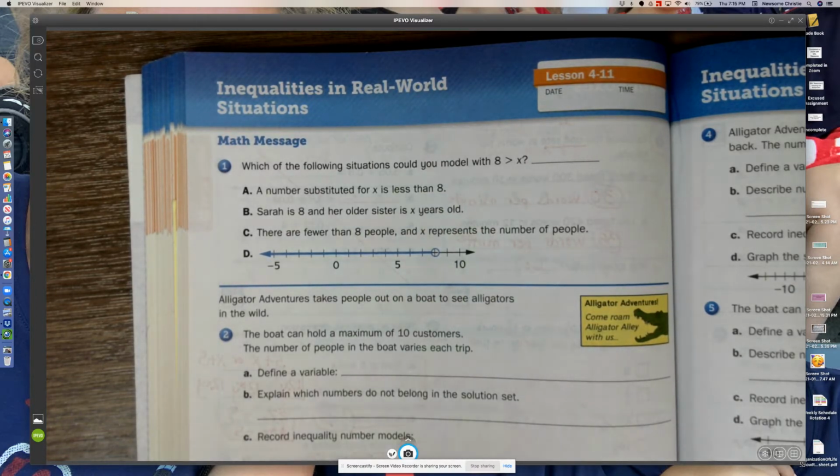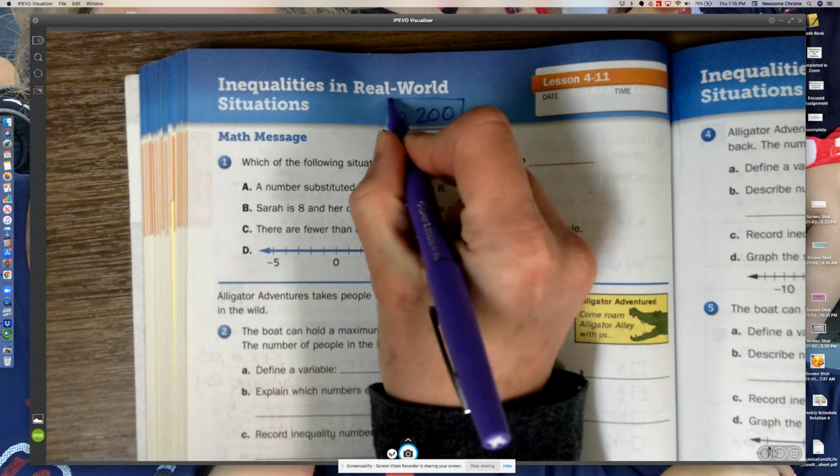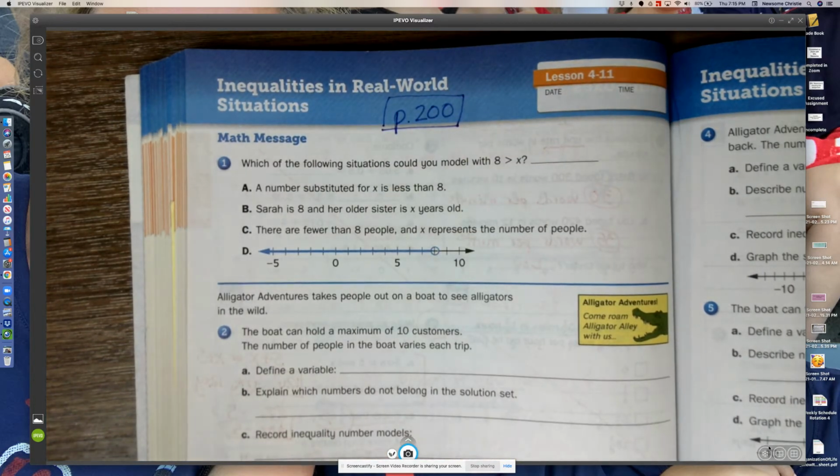Today is kind of like review of what we've done the last couple days with inequalities. And so I thought this would be something that you could handle on your own or alongside me in the video. So in your math journal right now, I am on page 200. Okay, so you can pause the video, turn to page 200, and then work alongside with me.